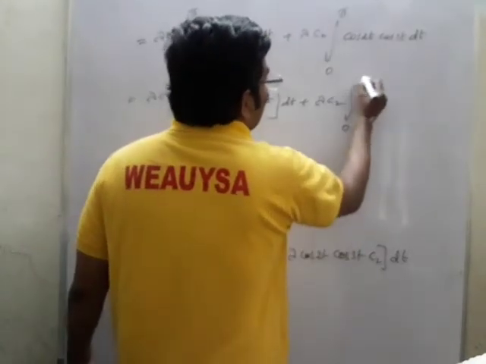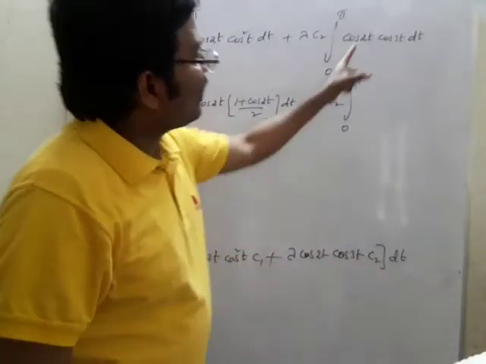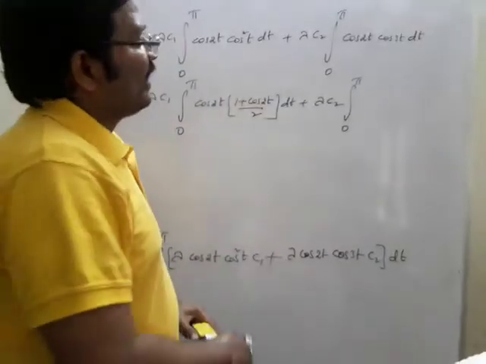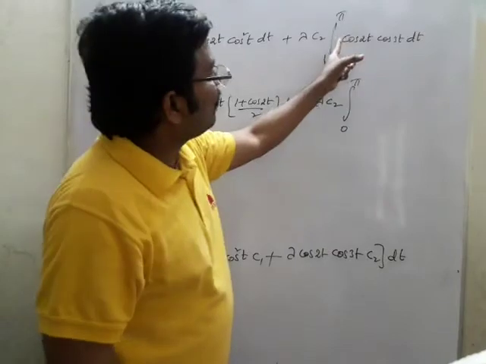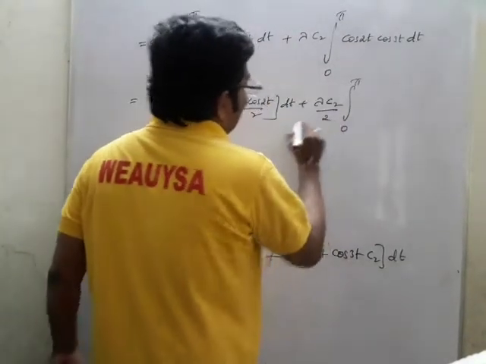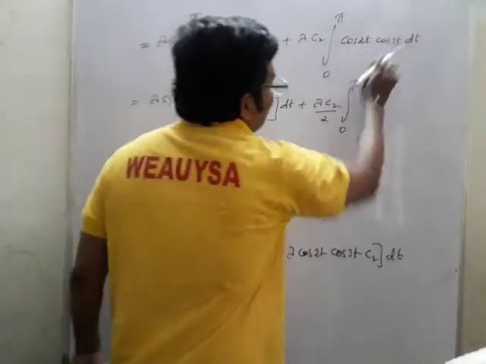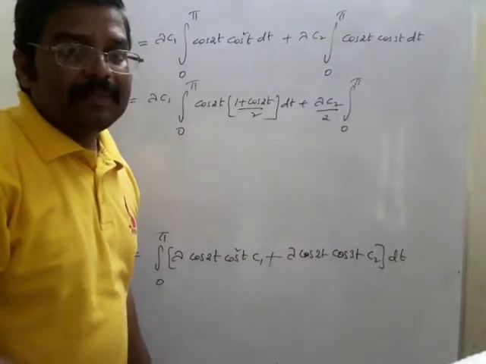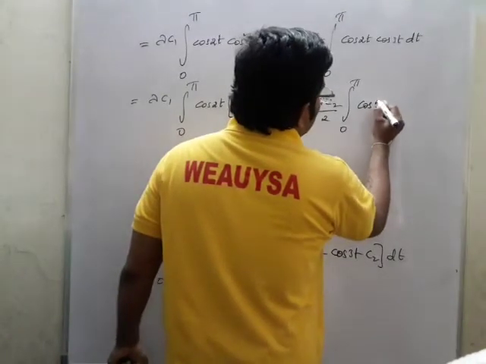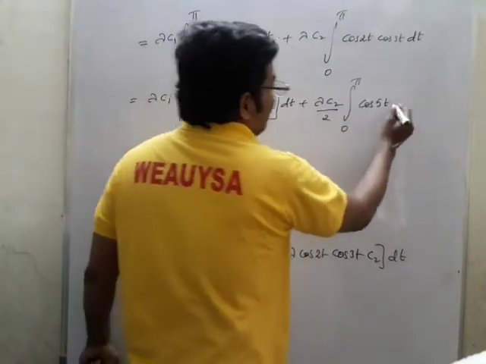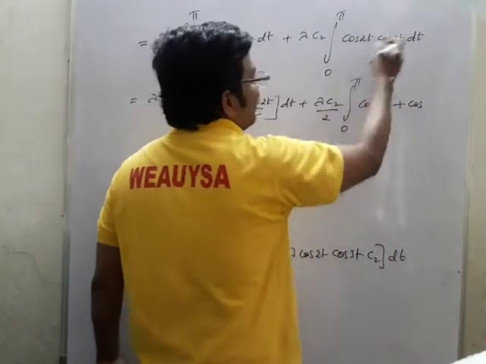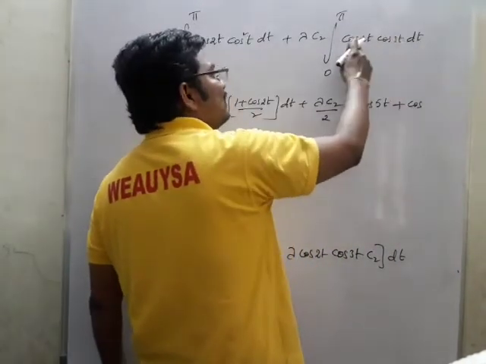integral 0 to pi, cos 2t cos 3t, this one is cos A cos B. If I multiply by 2, we get 2 cos A cos B, so I will write 2 here. 2 cos A cos B means nothing but cos(A plus B) plus cos(A minus B). So I will write cos(A plus B) as 2t plus 3t is 5t, plus cos(A minus B), 3t minus 2t or 2t minus 3t.